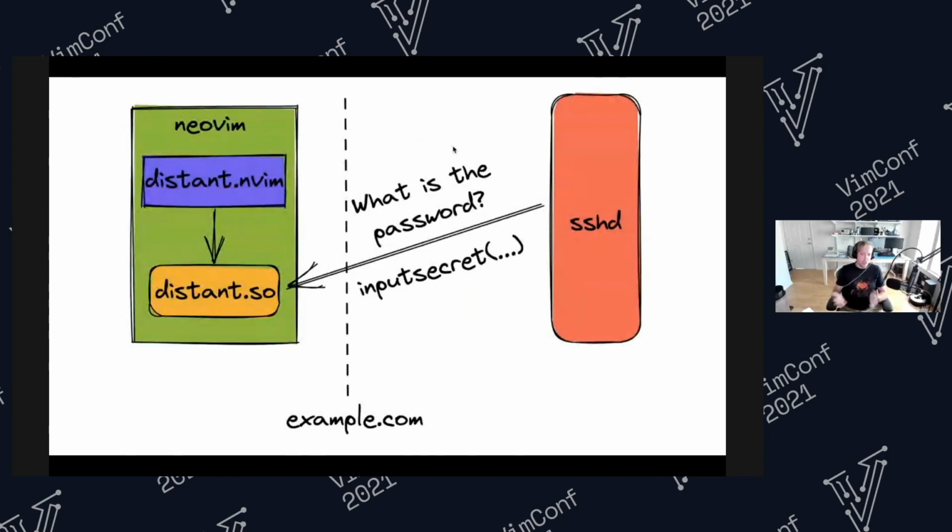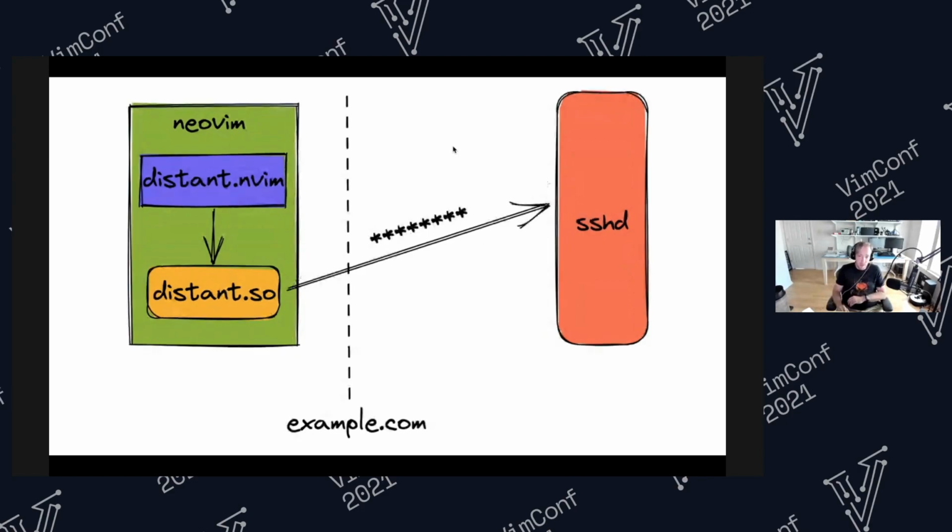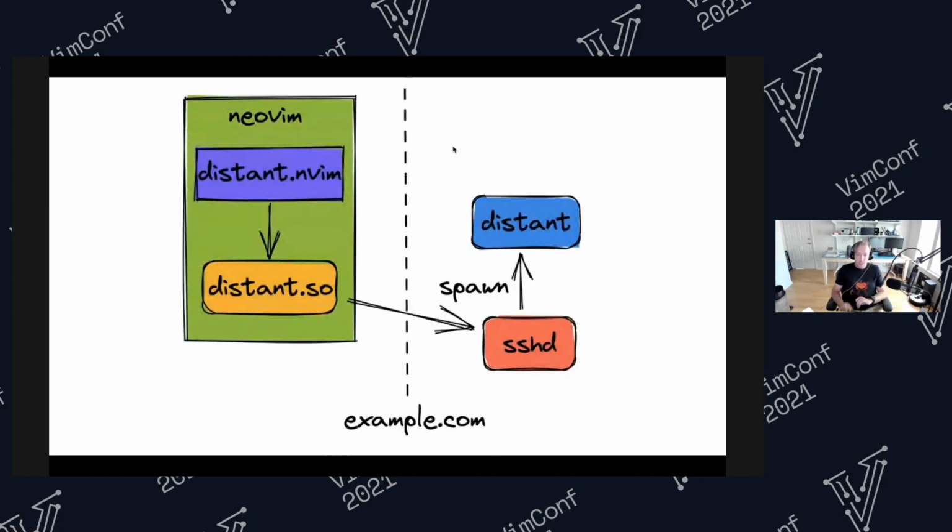SSH daemon is like, what's the password? Neovim's like, I got this. Because we've got this native integration, you can say, I'm just going to use Vim's input secret, get the little asterisk as I'm typing, and tell you what my password is and send it back. And SSH is cool, you're good.